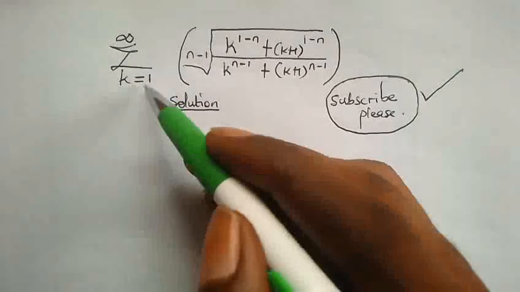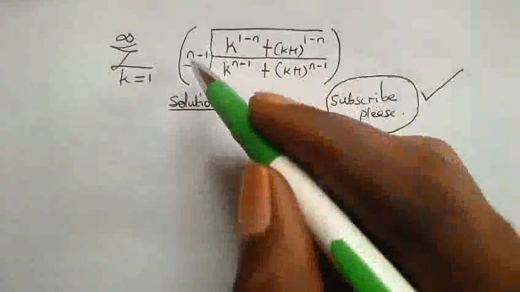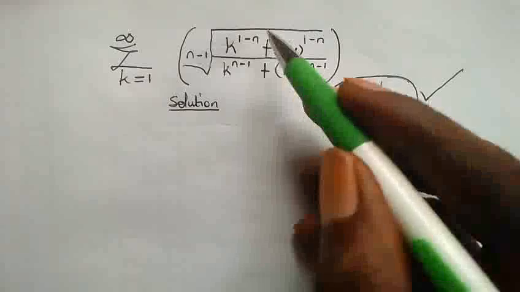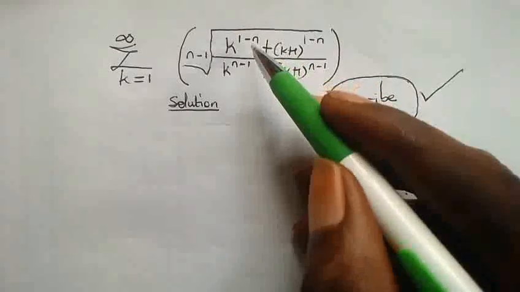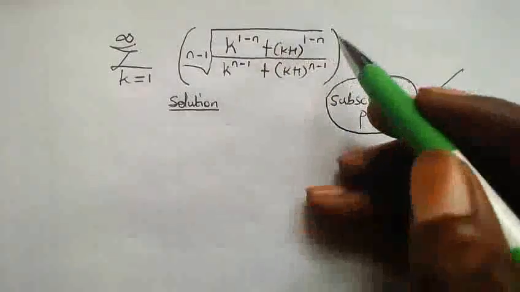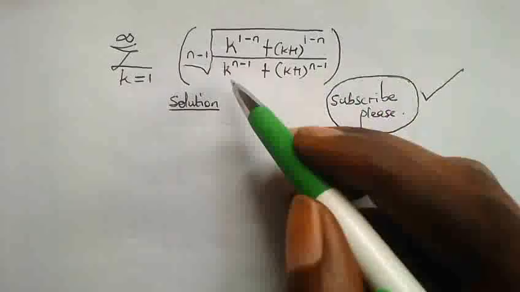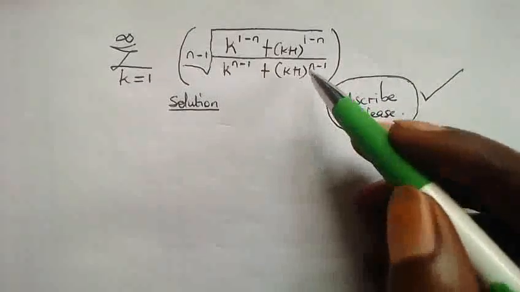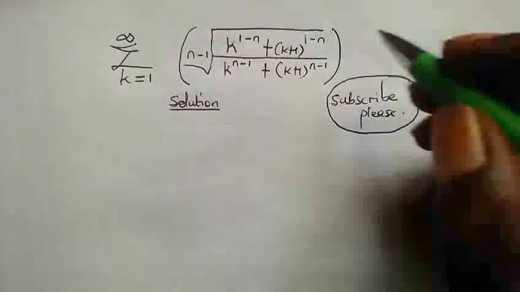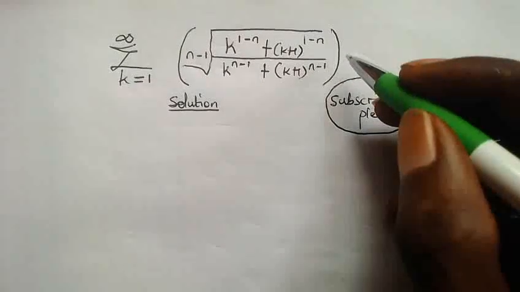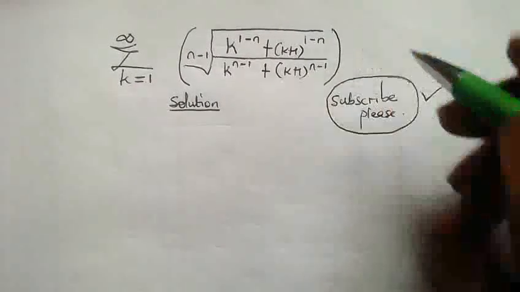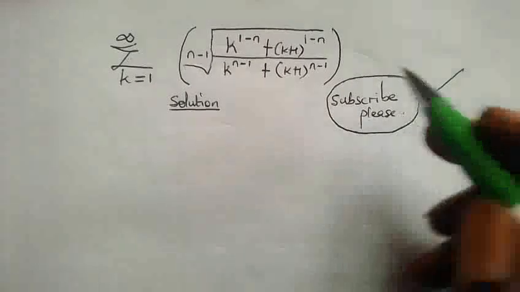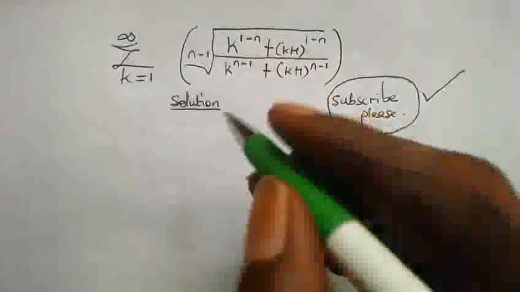Now we have a very nice infinite sum here. The sum as k goes from 1 to infinity of the (n minus 1)th root of k raised to power 1 minus n plus k plus 1 raised to power 1 minus n, all over k raised to power n minus 1 plus k plus 1 raised to power n minus 1. I believe that this looks a little bit scary, right? But let us see how we are going to solve this problem.